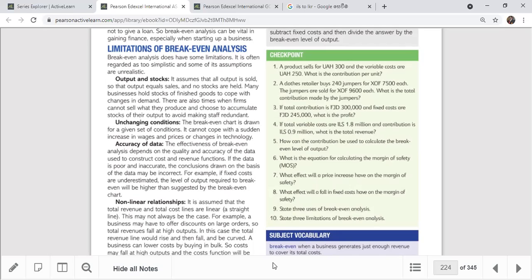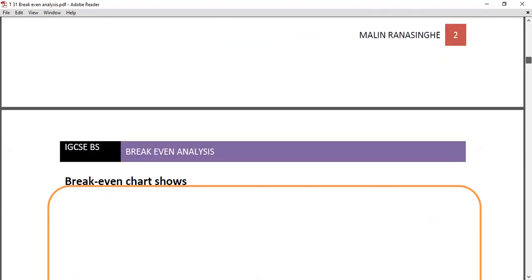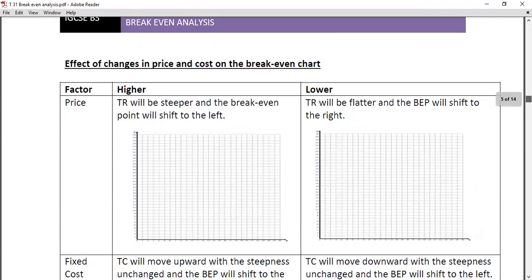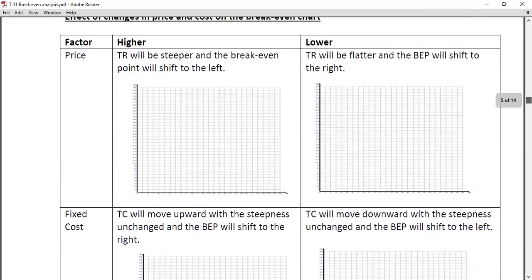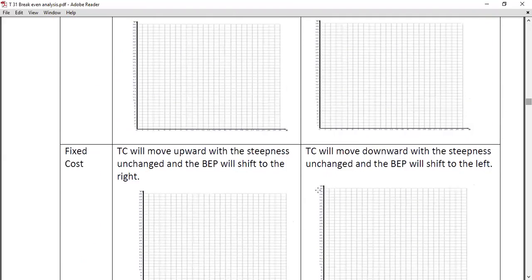Right. Okay. From the next session, I'm going to discuss how break-even analysis will affect the graph. Mainly graphically, I'm going to teach you how break-even curves change in particular circumstances, like when the variable cost increases, the variable cost decreases, when the fixed cost increases, fixed cost decreases. So we are going to find out the effect of changes in price and cost on the break-even chart in my next session. Okay. From that, we'll wind up today's session.